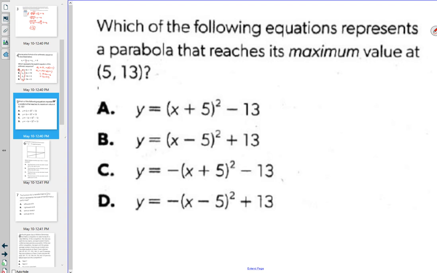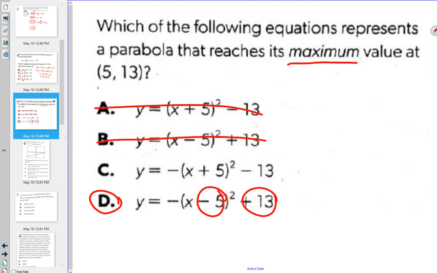Which of the following equations represents a parabola that reaches its maximum value? Okay, so maximum is a key word there, which means the parabola needs to be facing down. So it can't be any of these. Those are upward facing parabolas. And then out of the two left over, which one has a max at 513? But for the H, you got to change the sign, and then there's K.